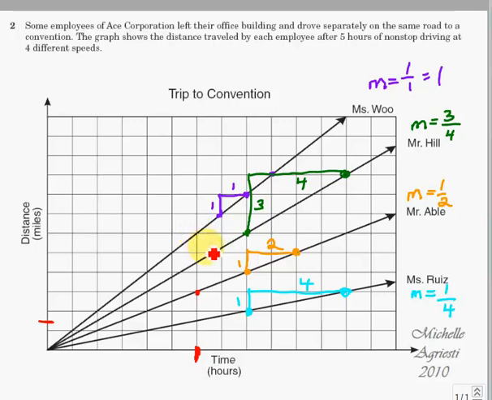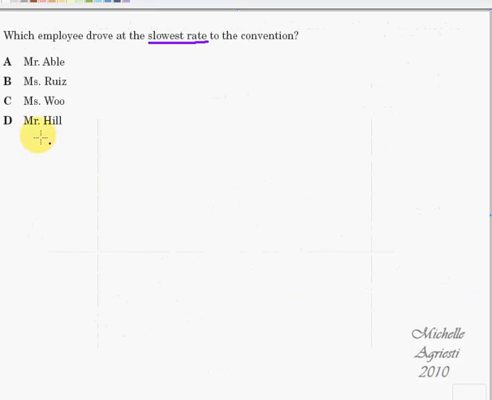So there are a couple ways you can do this. It's important that you know your vocabulary and understand what the graph means. So our answer is Miss Ruiz, which happens to be B.